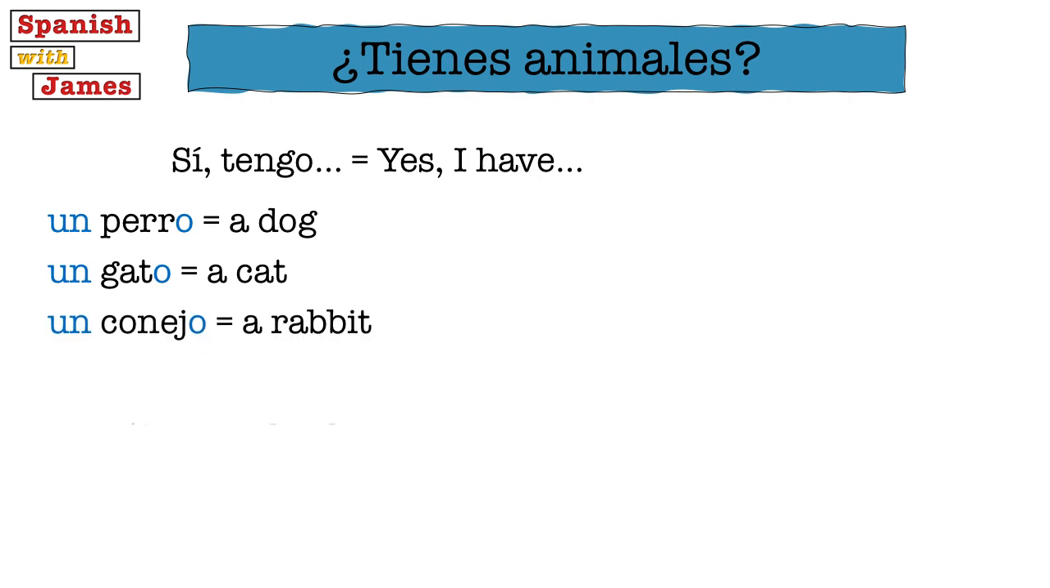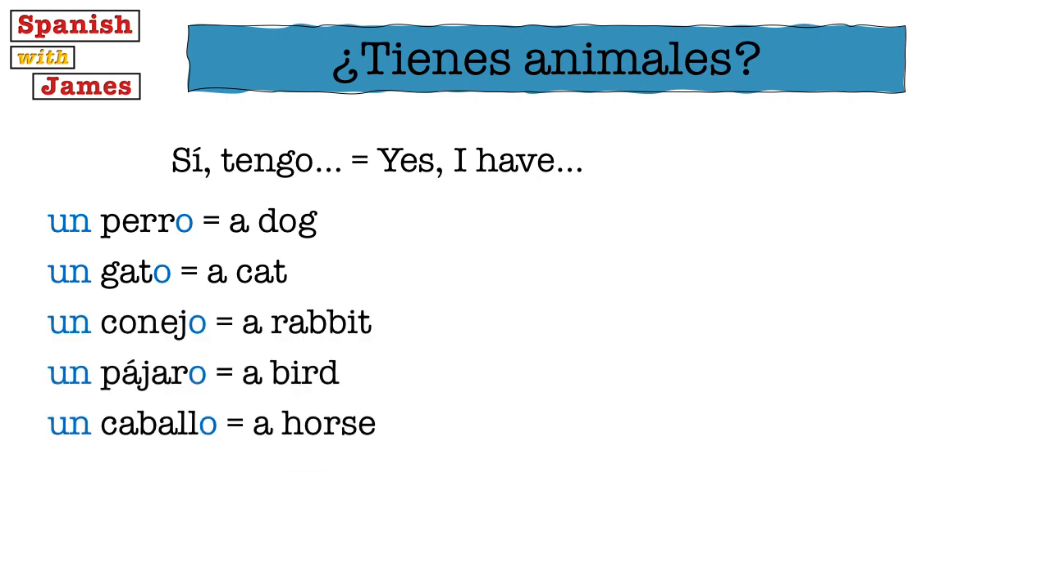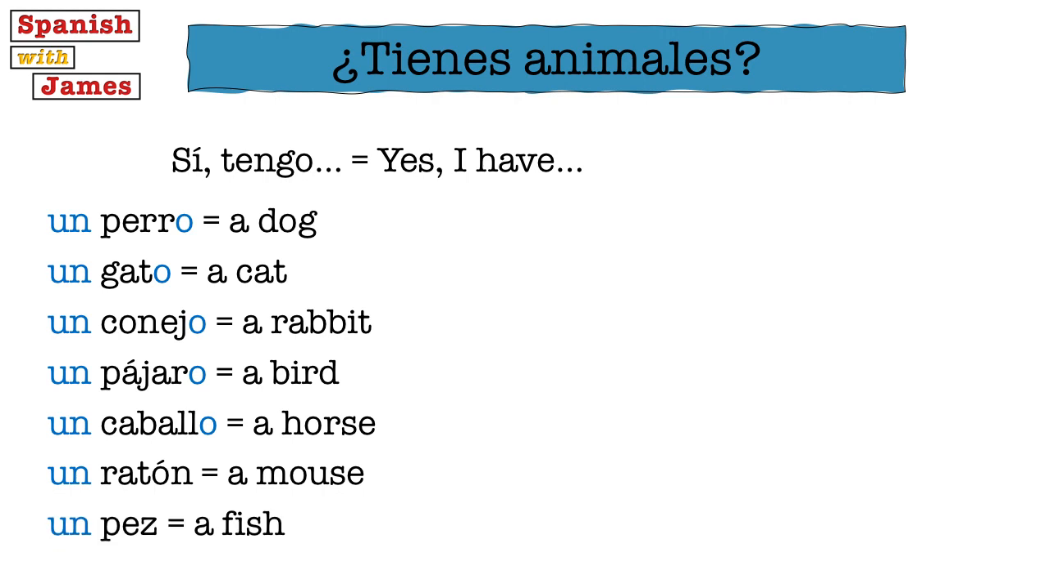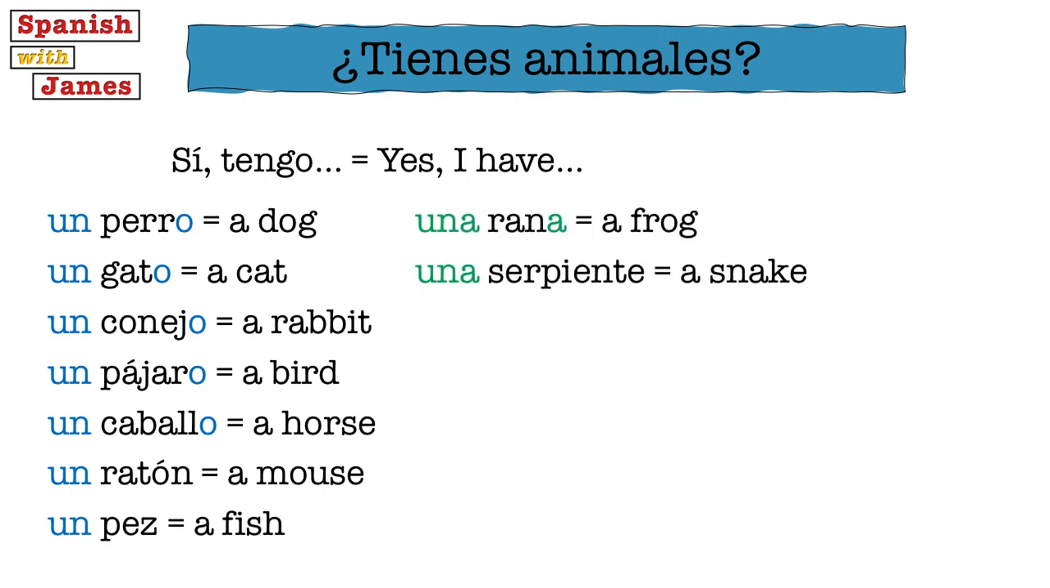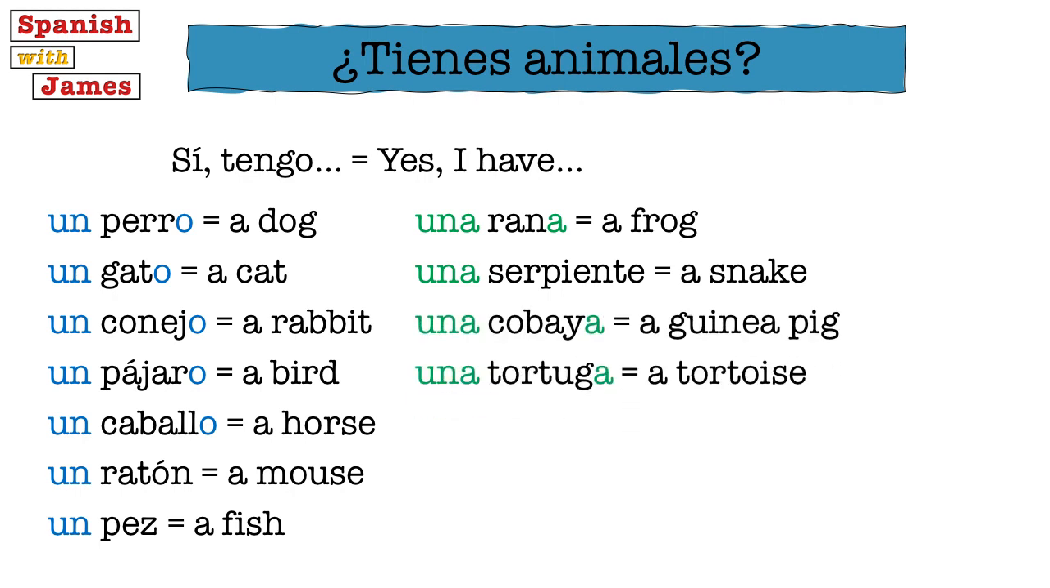Un conejo, un pájaro, un caballo, un ratón, un pez, una rana, una serpiente, una cobaya, una tortuga, una rata. Any one of those we could use. You might have more than one, but for now we're just going to focus on singular animals.